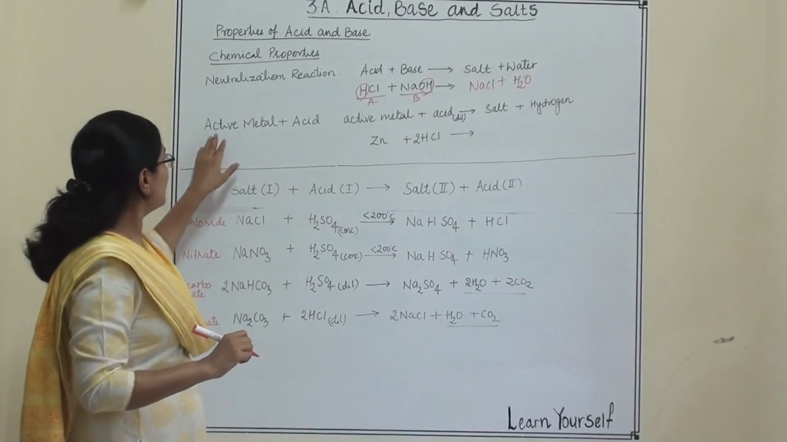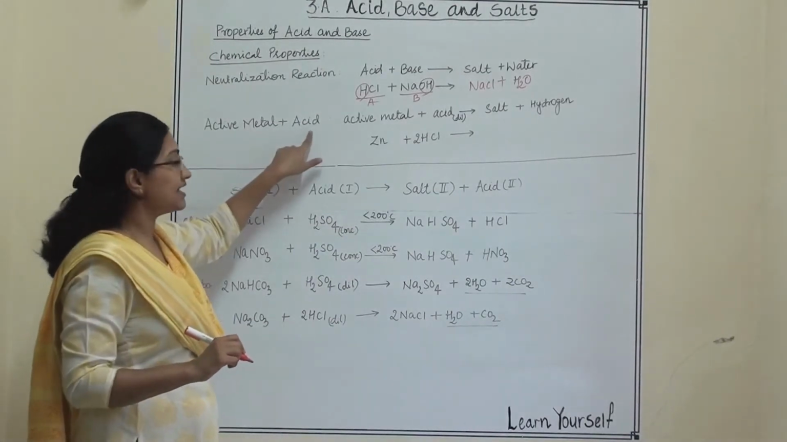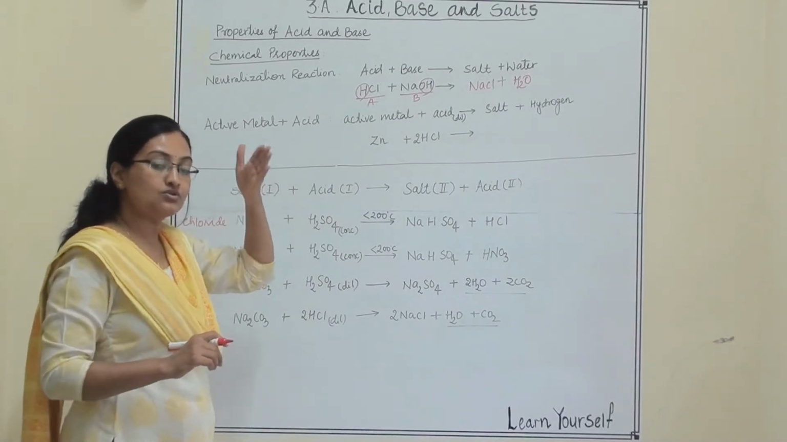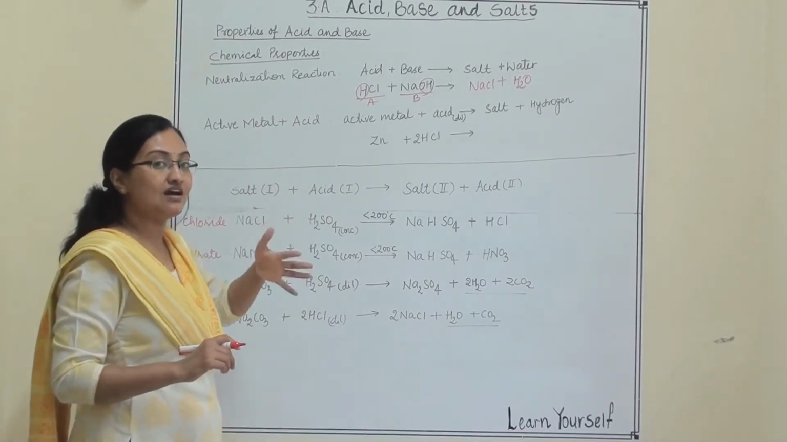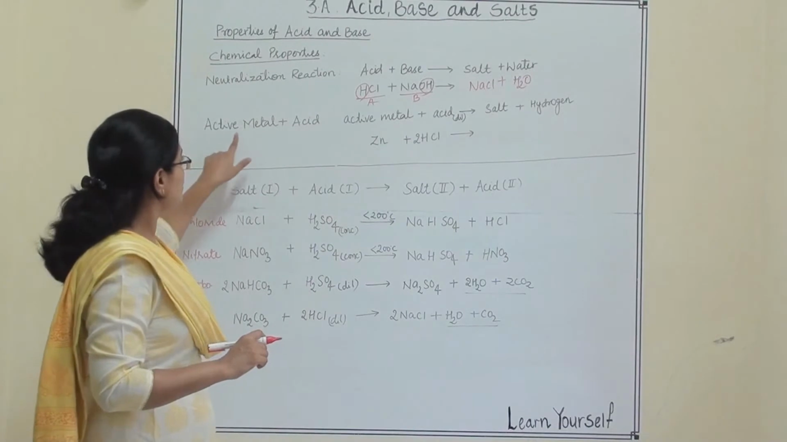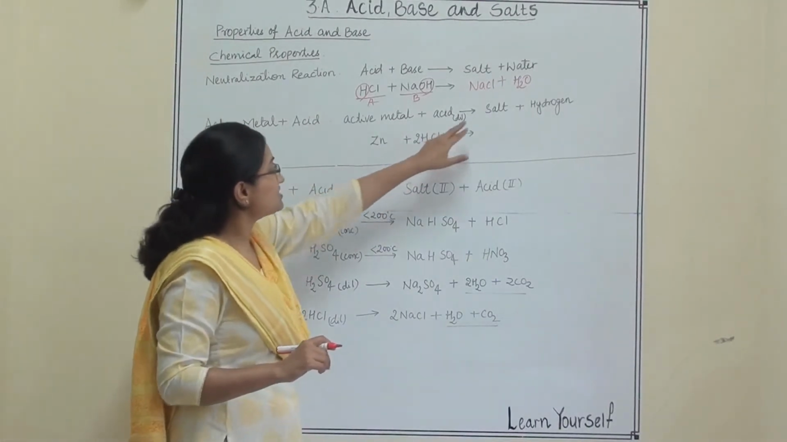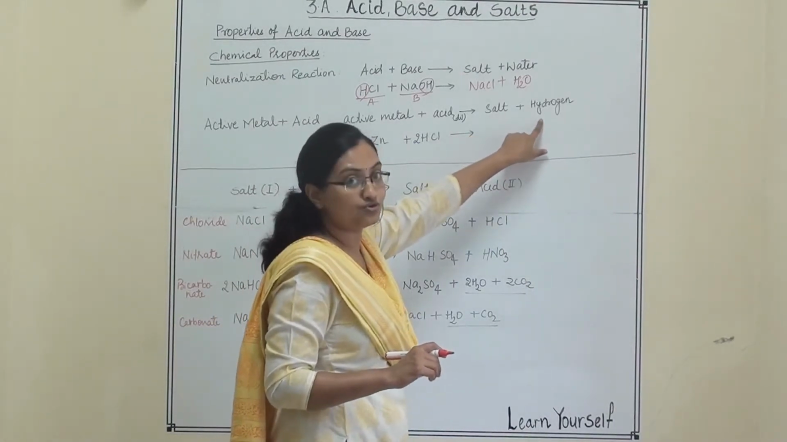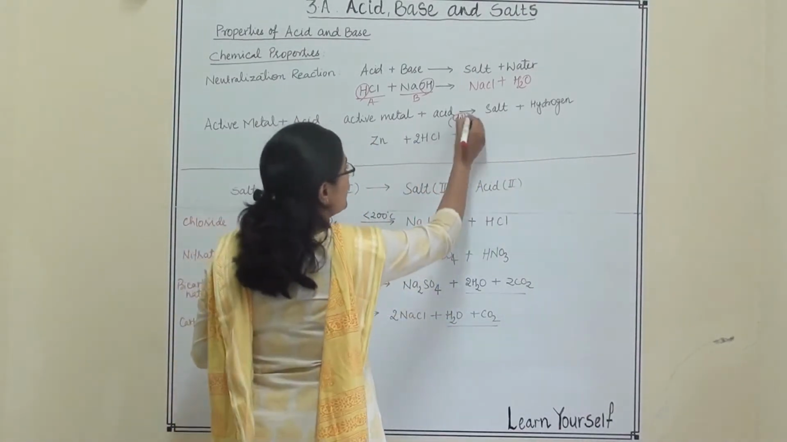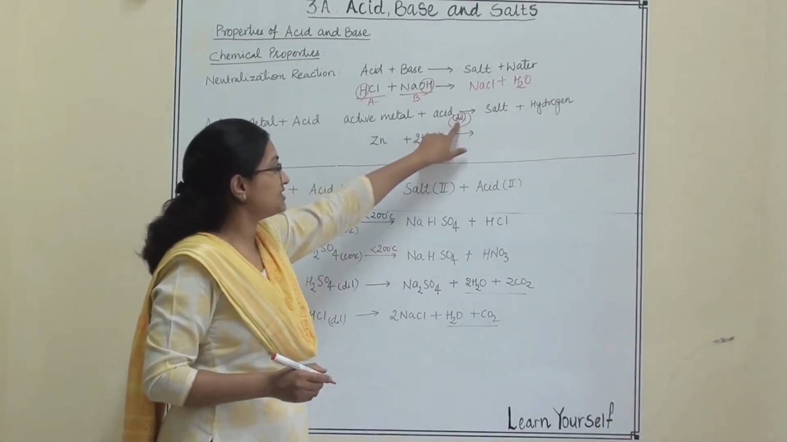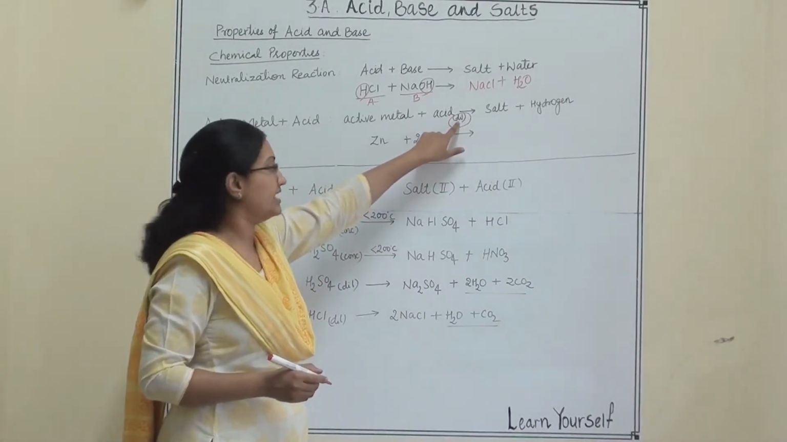Another reaction is one in which an active metal reacts with acid. What are the active metals? Those that are high in the activity series are active metals. So when active metals react with acid, they will give us salt and hydrogen gas. Here which acid are we taking? Dilute acid. It is always represented with DIL, dilute.